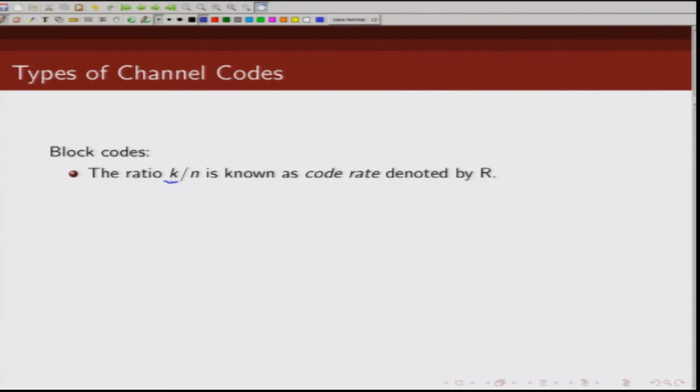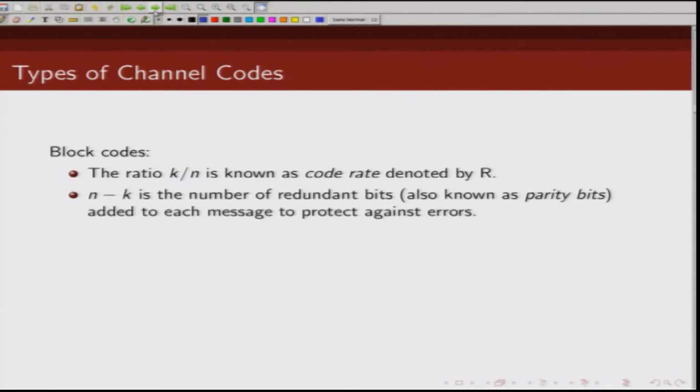As we mentioned in the previous lectures, we define our code rate to be the ratio of the number of information bits to the number of coded bits, typically denoted by R. k is the number of information bits, n is the number of coded bits. So, n minus k is the number of redundant bits that we are adding to our information bits, and these are also known as parity bits.